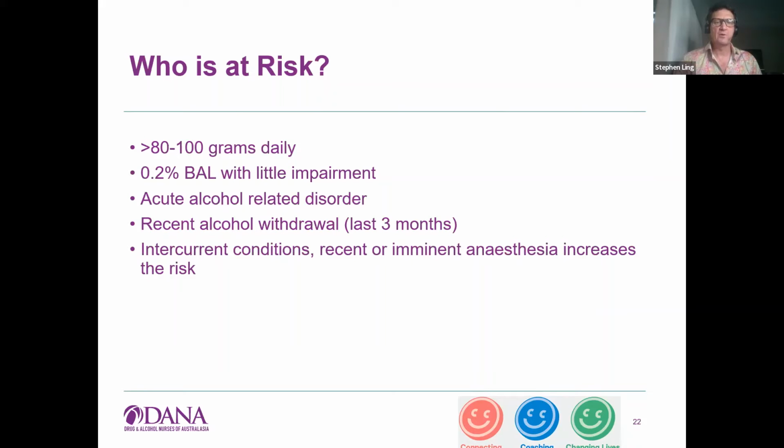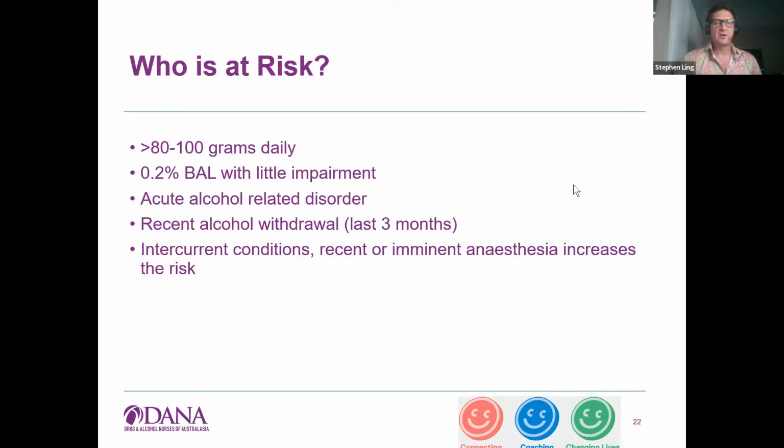Anyone with a blood alcohol concentration of around 0.2% or greater with little obvious impairment, I would see as being a risk factor. It will take you around 100 grams of alcohol to get to 0.2. So if you're not affected by that, that would indicate that you're tolerant to that level of alcohol. For me, that you're at risk of a withdrawal syndrome.